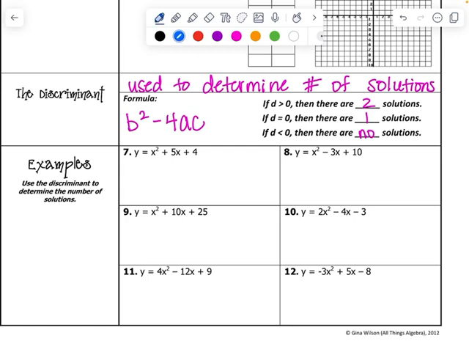Okay. So remember, A, B, C. If I'm going to take the discriminant here for number 7, we're going to take b squared minus 4ac. If we take 25 minus 16, we get 9. Hey, what do we know about 9? It is a positive number, which means this parabola is going to hit the x-axis 2 times. We're going to have 2 x-intercepts. There are 2 solutions.